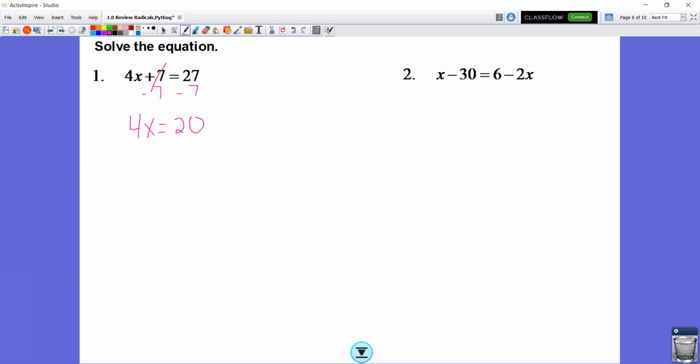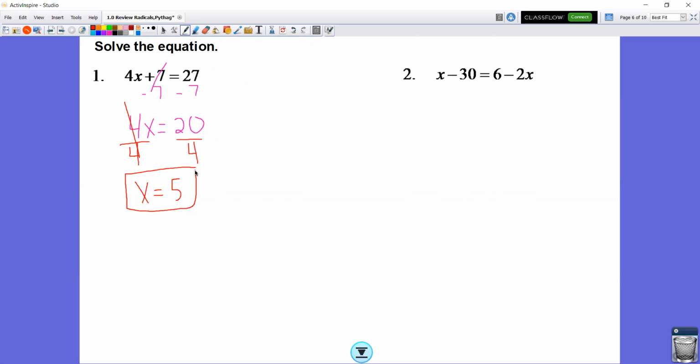To isolate the variable, I have to do the opposite. So I'm going to divide by 4 on both sides, and I get x equals 5. Some people really want you to go back and plug it in. I'm not one of those people, but please feel free to do that if that makes you feel happy, because that's an awesome way to check your work, right? Sometimes we think we know what we're doing, and then it's like, oh, snap, it didn't work out.